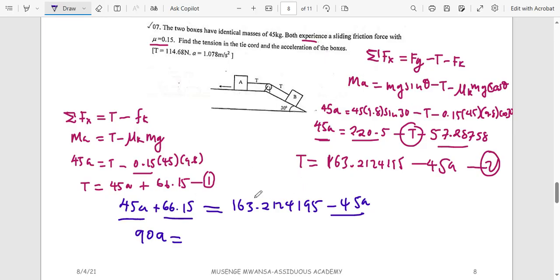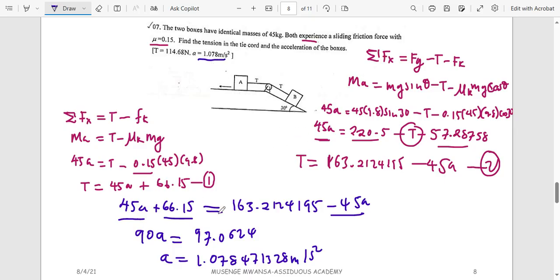166 will take it the other side, so we're going to have 163.2 minus 66.15, and that is going to be 97.0624. Remain with a, divide both sides by 90, and this has given me 1.078471328. This is in meters per second squared. So you can see that's the acceleration, the 1.078.